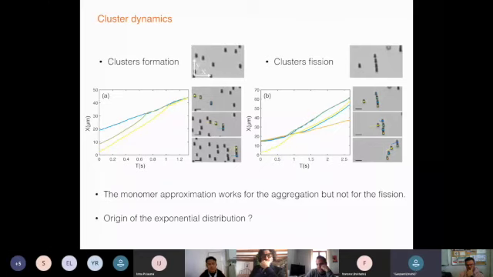But if you look at the cluster fission, you see that first you have a cluster of size 4, and then you have one particle that breaks the cluster, and the cluster breaks into basically one dimer and two monomers. So clearly the monomer approximation does not work for the fission, and this somehow would mean that you can break the clusters more easily than you can form them, and this could be at the origin of the exponential distribution.